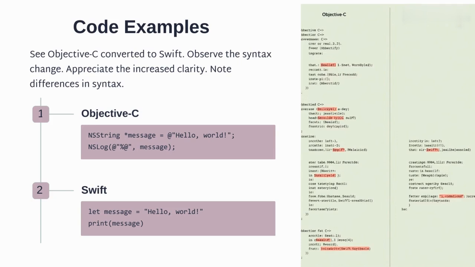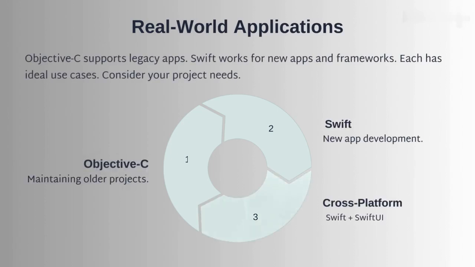If you look at the code example, you can see the Objective-C code I just converted into Swift. See the differences between these two. In Objective-C, the first line of code declares a string like NSString star message equals at the rate with some text, and I'm just printing this as a log. The same code in Swift is a simpler way and it's easy to write as well. So you can see the difference between these two.